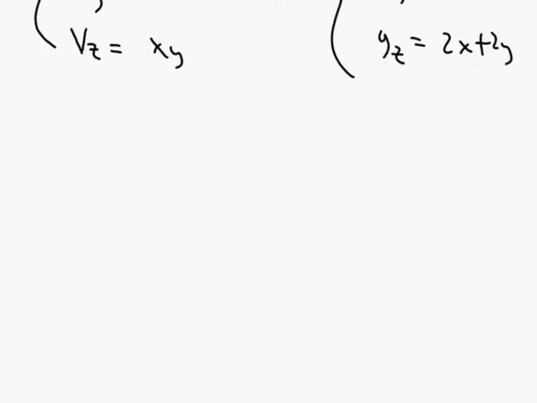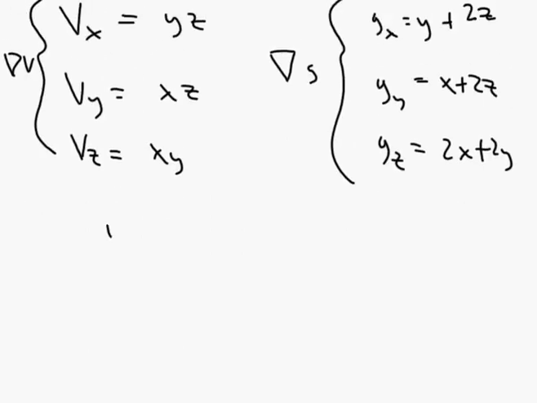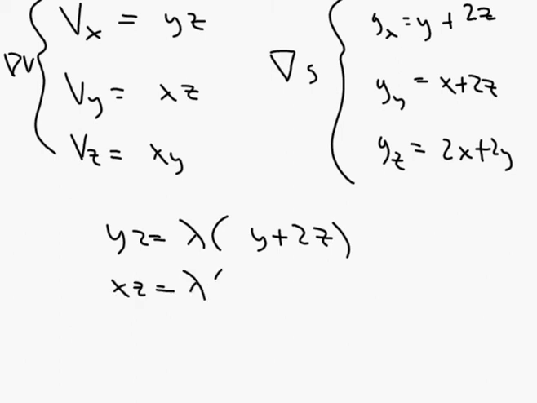So what do we know? We know that yz is equal to lambda times y plus 2z. And then we know that xz is equal to lambda times x plus 2z. And then we know that xy is equal to lambda times 2y plus 2x.